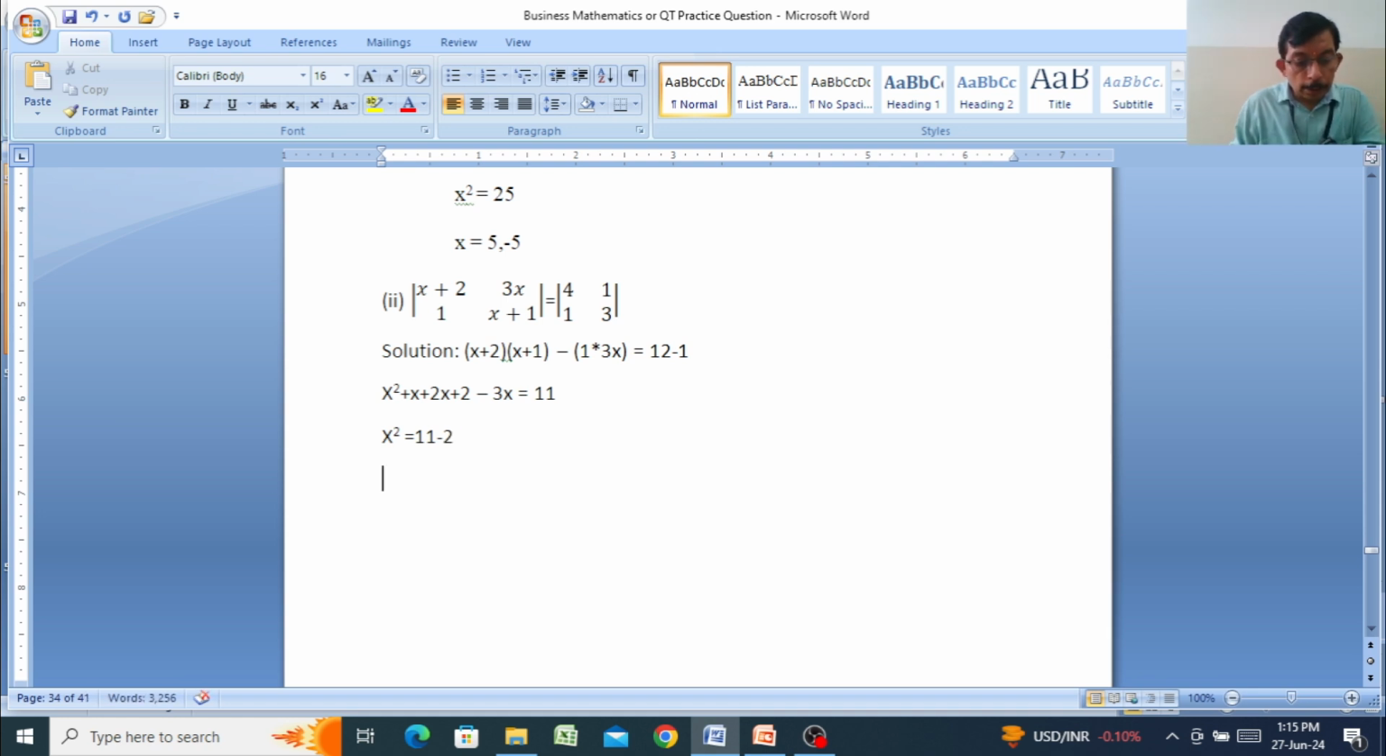Then x square is equal to 9, then x is equal to plus 3, minus 3. Is it clear, everyone? This is the answer of the determinants in this question. This is the solution of this type of equation. Is it clear, everyone?